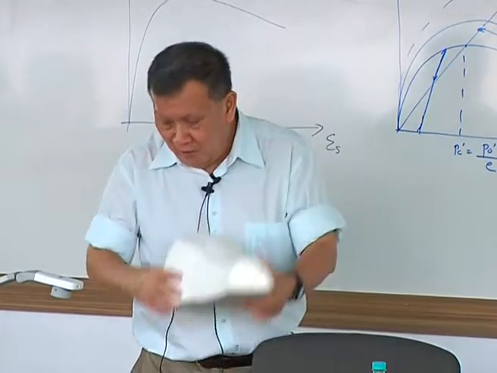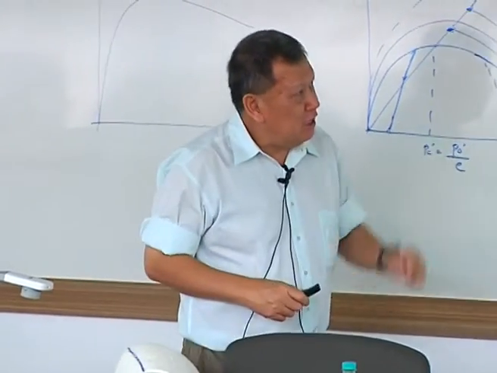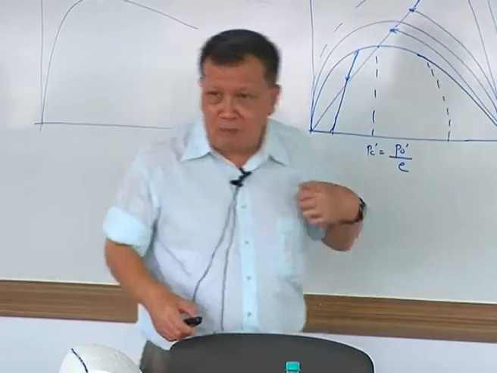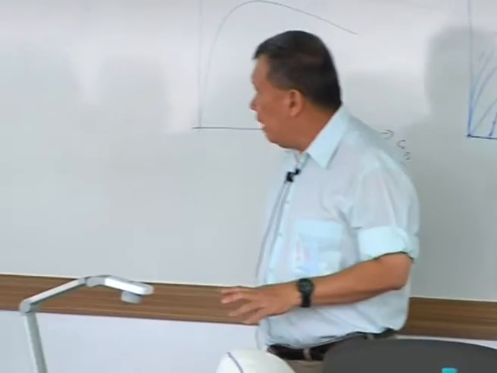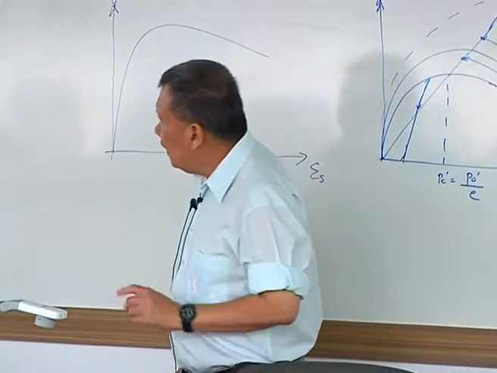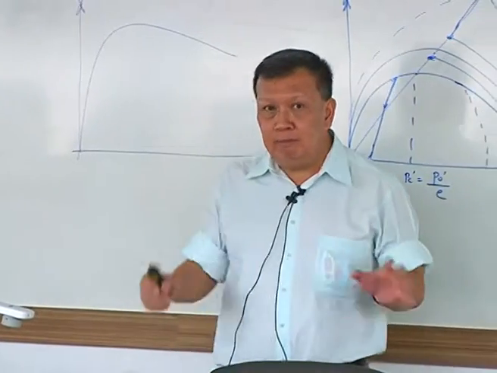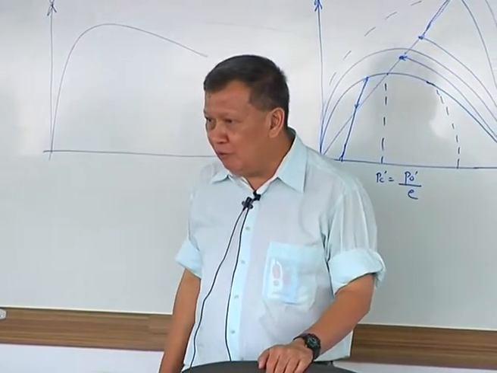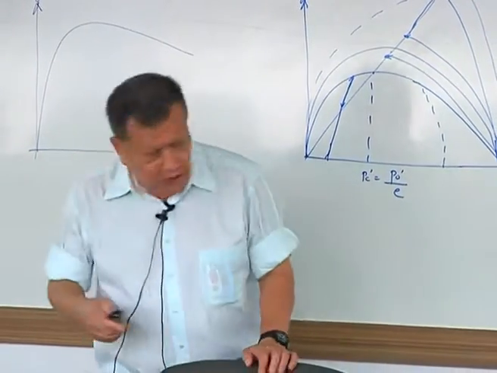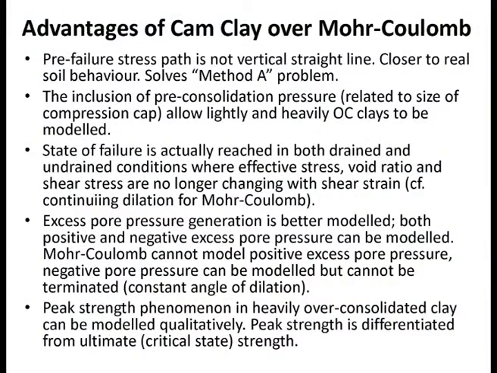Okay? So, this just gives you the equation of the state boundary surface if you are curious about it or interested to know about it. But I don't think it is actually all that important from the practical viewpoint. Okay? So essentially, I think this brings us to the end of the modified Cam-clay.